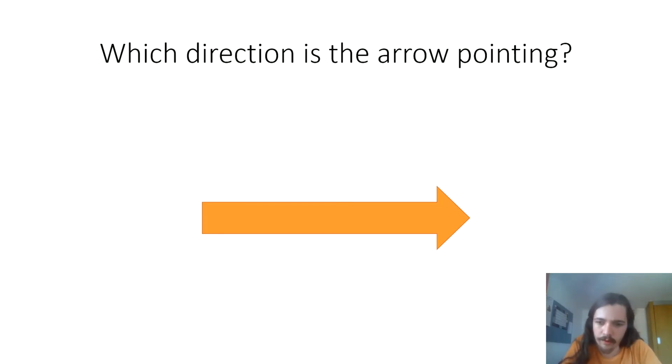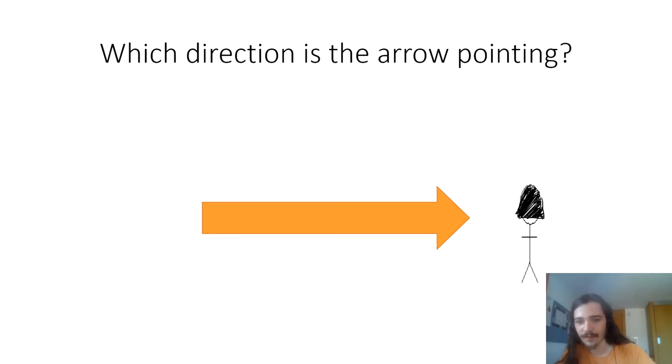So now we move on to the related topic of direction. So which direction is the arrow pointing? Well, I think most people watching would immediately think it's pointing right. But the only reason you think that is because you're looking at it from this direction. If you were looking at it from this direction, then you would think it was pointing left.